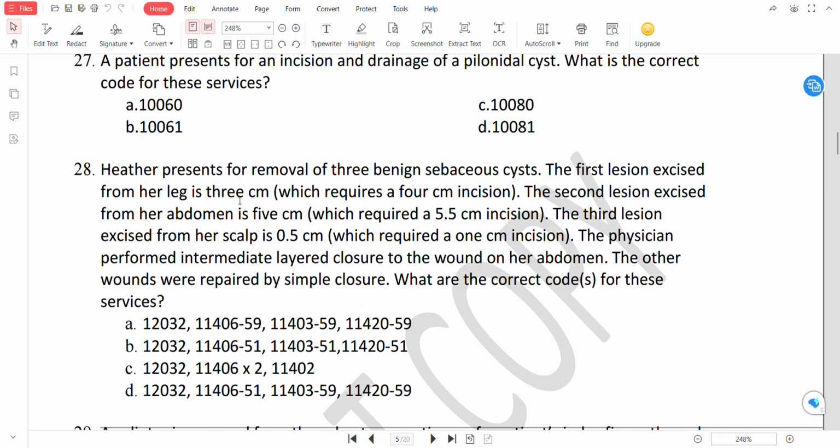28 question. Heather presents for a removal of 3 benign sebaceous cysts. The first lesion excised from her leg is 3 cm, which required a 4 cm incision. The second lesion excised from her abdomen is 5 cm, which required a 5.5 cm incision. The third lesion excised from the scalp is 0.5 cm, which required a 1 cm incision. The physician performed intermediate layered closure to the wound on her abdomen. The other wounds were repaired by simple closure. What are the correct codes for these services?